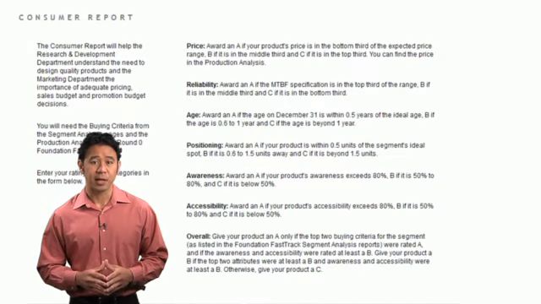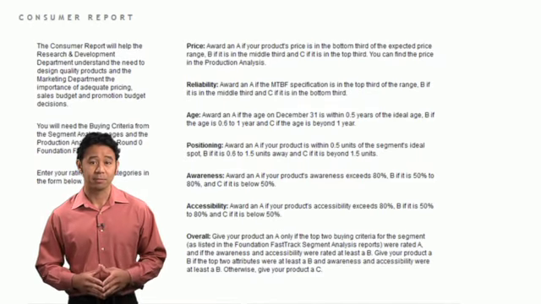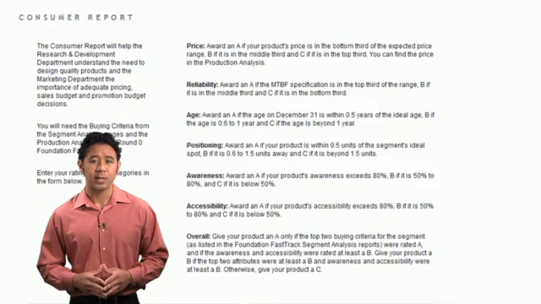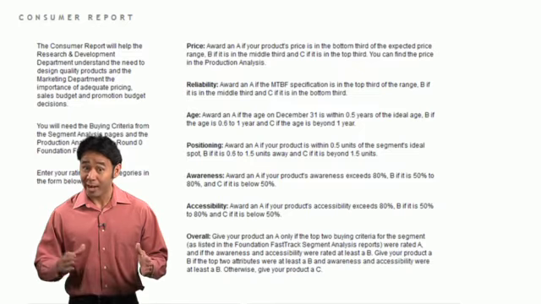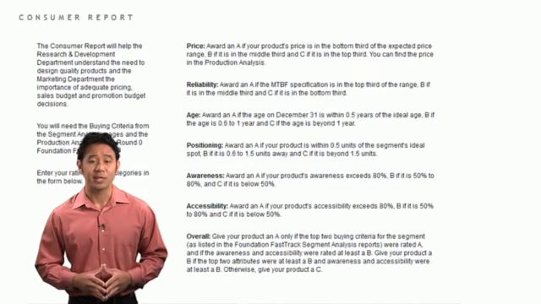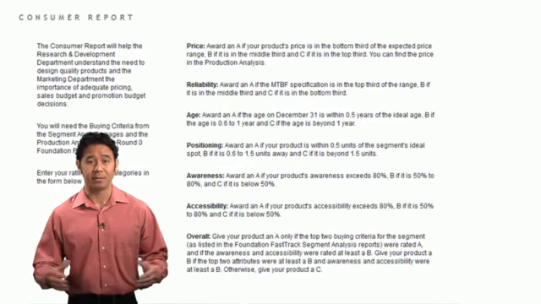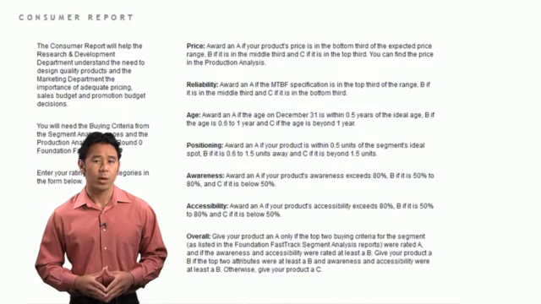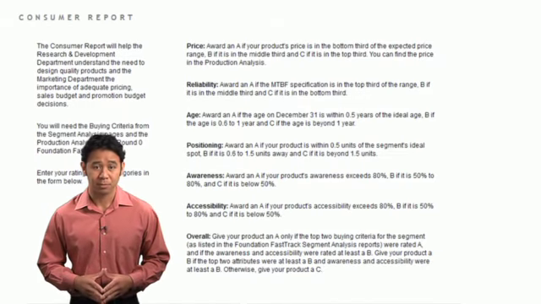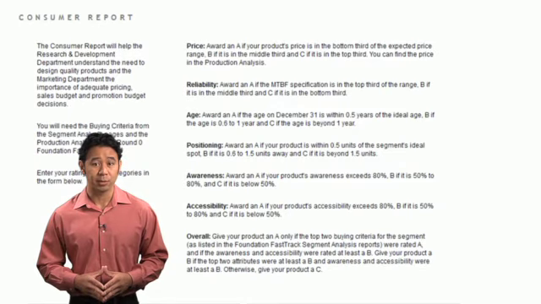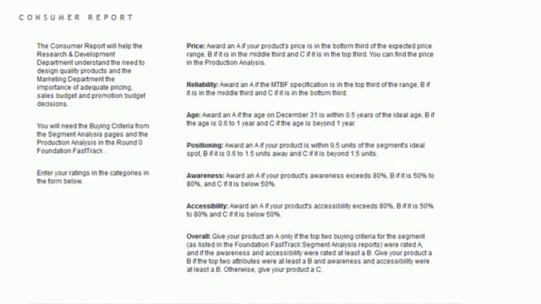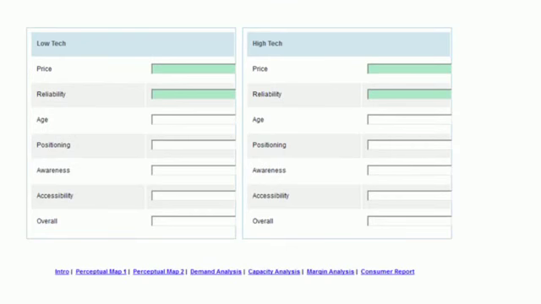If your product is priced higher than what your customers are willing to spend, it gets a poor rating. If the reliability is high, it gets a high rating. The Consumer Report also asks you to evaluate awareness. How many customers know about your product, and accessibility? How easy is it for customers to find your product and buy it? Awareness is controlled by the promotion budget. Accessibility is determined by the sales budget. To conclude, the Consumer Report asks you to give each product an overall rating.